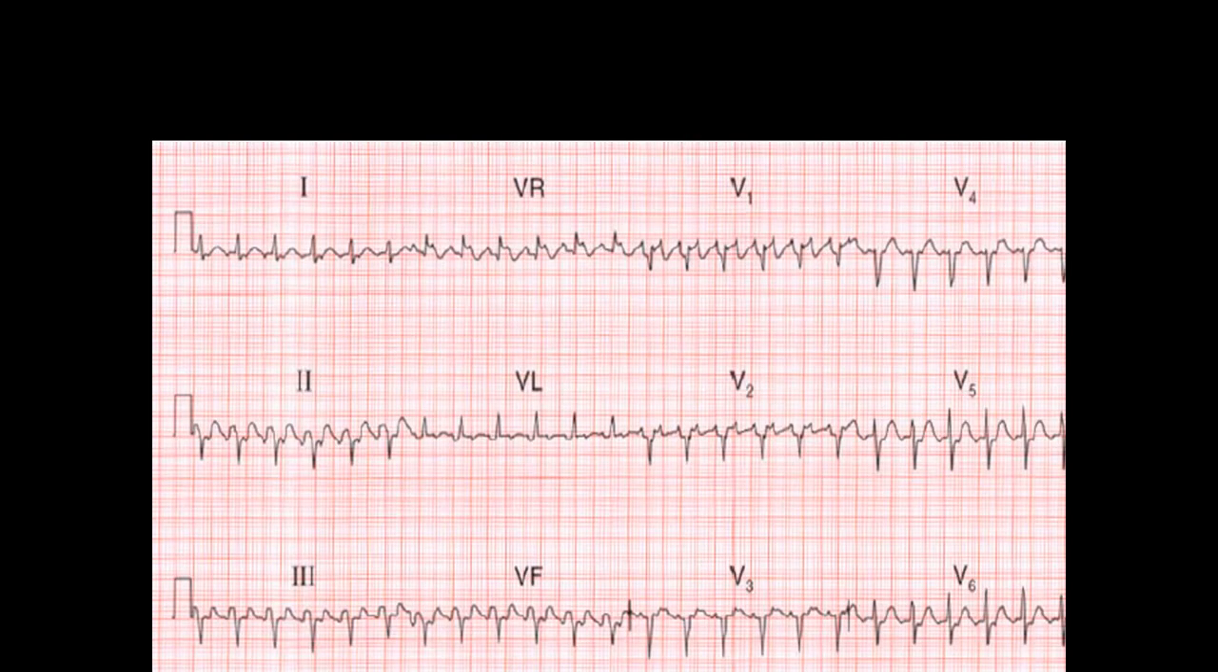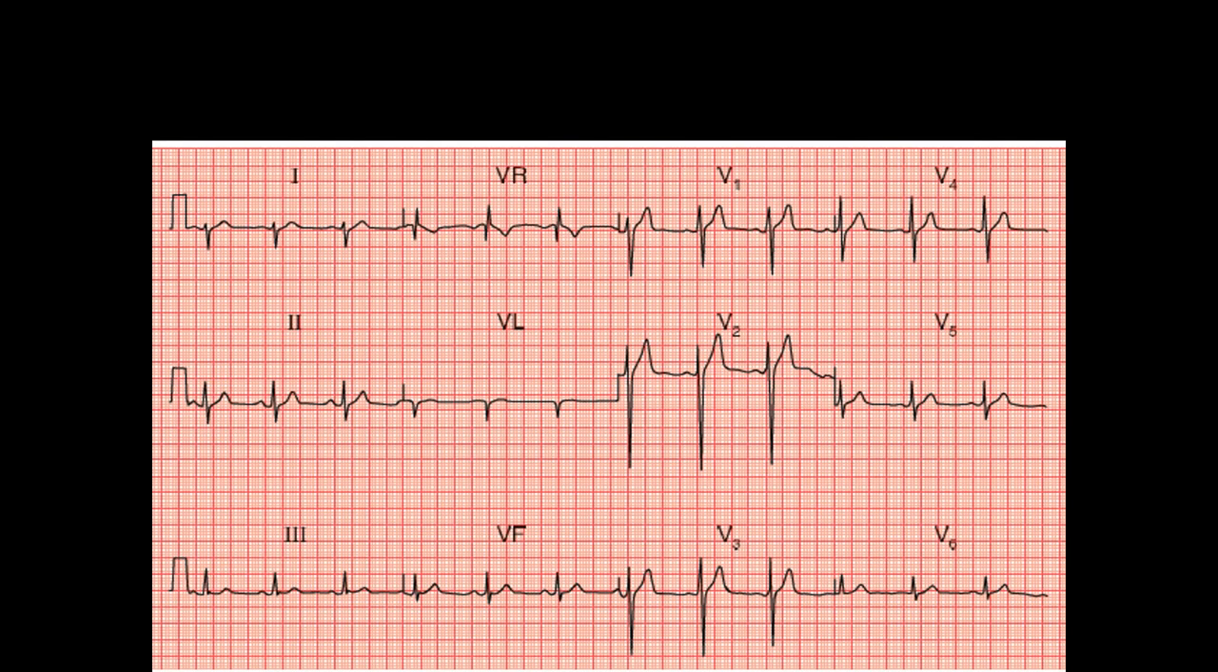In this ECG, you can see that lead 1 is upright and lead 2 and 3 are downright. So this is indicating a left axis deviation. So here in this ECG, you can see that lead 1 is predominantly downright and lead 2 and 3 are upright. So this ECG is of right axis deviation.